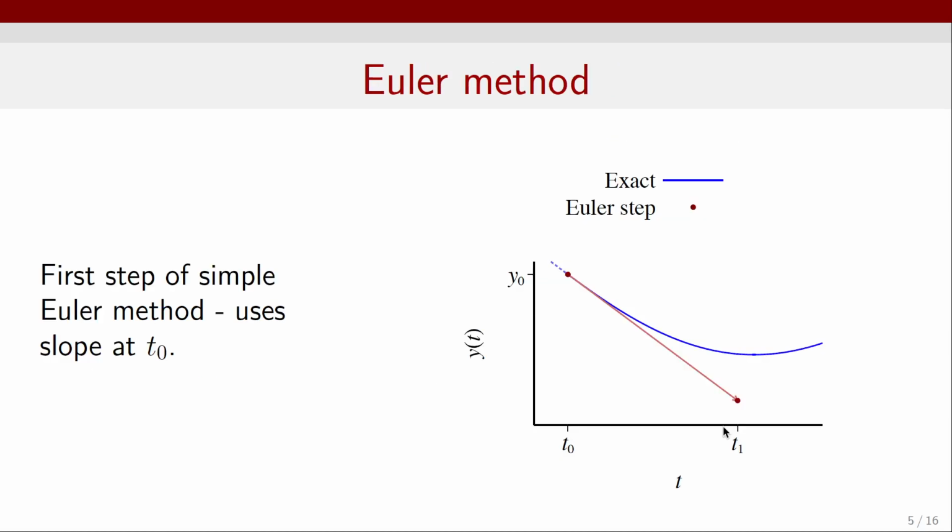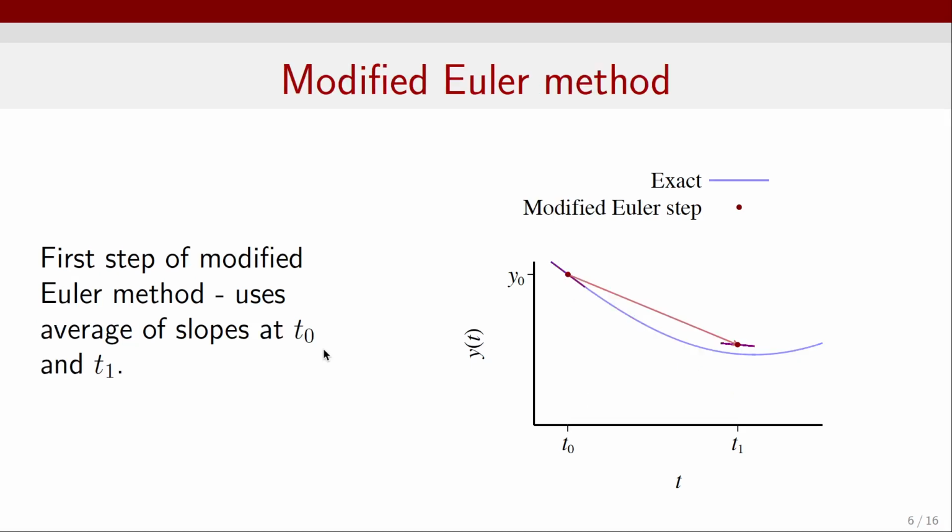So let us summarize what we've discussed so far. The Euler method is a first order method. The first step of the method is simple. It just uses the slope at time t0 to evaluate the quantity yi plus 1 minus yi divided by h. Okay. The first step of the modified Euler method is to use the average of these slopes at ti and ti plus 1.